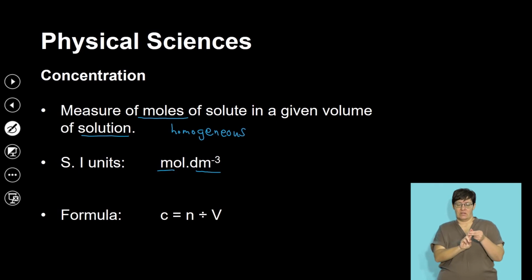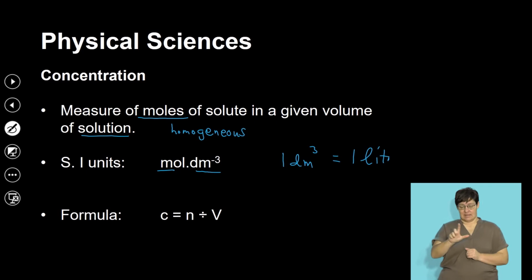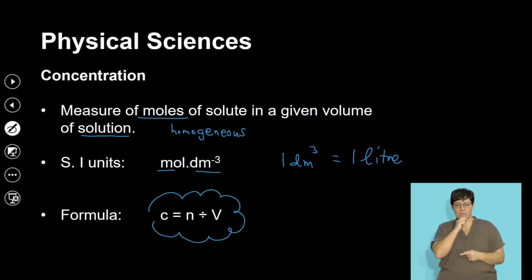So that's the SI unit. So remember, when we talk about a cubic decimeter as a volume, we are talking about a liter, of a substance. And then also, we know that if we calculate concentration of a substance, we use the formula: concentration is moles of substance per unit volume of solution, which is something that we need to familiarize ourselves with as far as the data sheet is concerned, right?